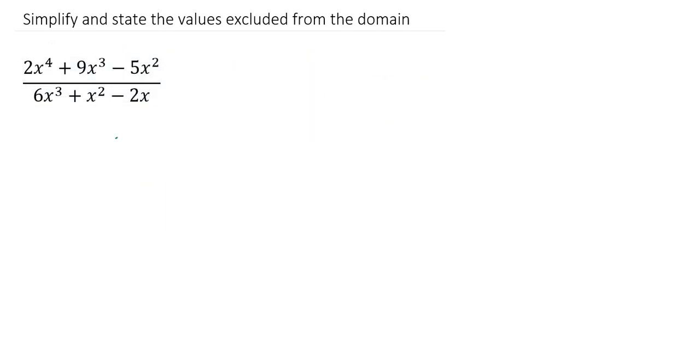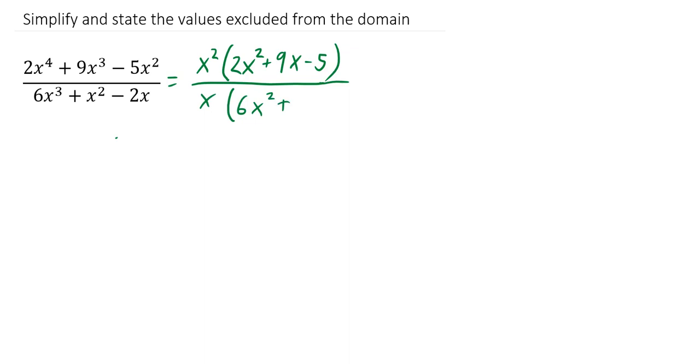Ooh, this looks like a beast, but it's not really because there's a GCF I could take out of everything. x squared comes out of the top. I'm left with 2x squared plus 9x minus 5. x comes out of the bottom as a GCF, leaving 6x squared plus x minus 2. And now those quadratics probably factor more.